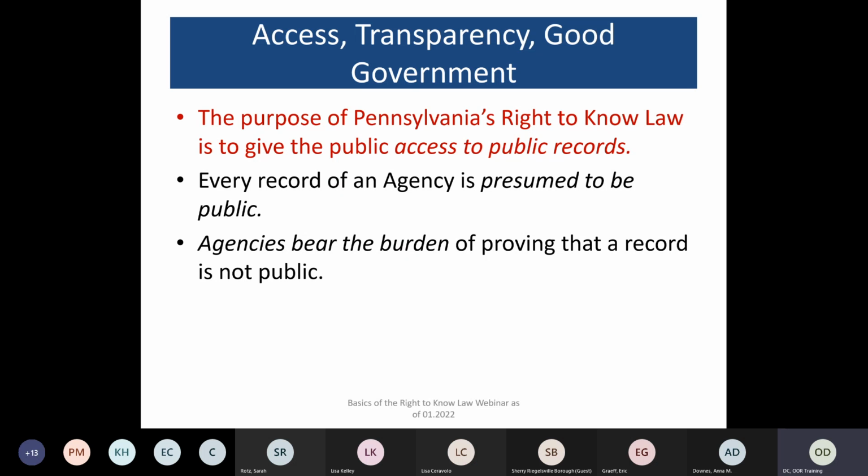But if you're working on the agency side of the equation and you find yourself kind of stumped or just not sure how to proceed with something, I recommend coming back to this fundamental statement.